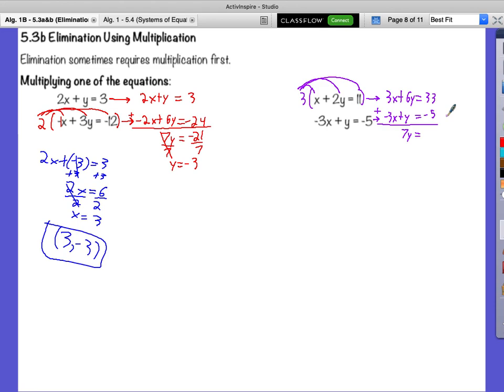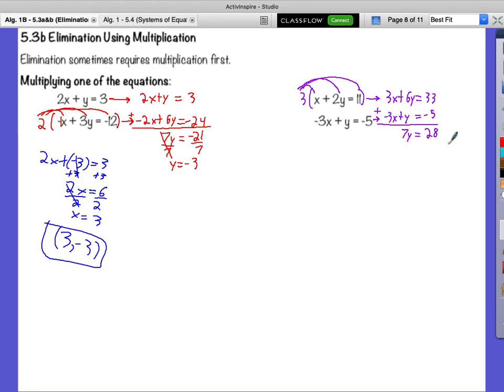Now, Julie, 33 plus a negative 5. So they're different signs. So we're going to add or subtract. Subtract. So 33 minus 5. 28. You nailed it. And is it going to be a positive or a negative here? Positive. Why? The negative is smaller. Okay. You go with the bigger number. Very good. So 7y is equal to 28. Okay? Thank you very much, Julie.